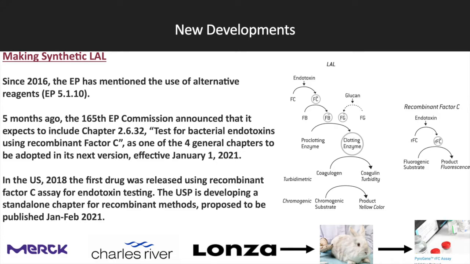However, they do also offer the Pyrogen RFC assay, which is very exciting. It is their own endotoxin test using recombinant factor C, and they also include a validation protocol on their website.